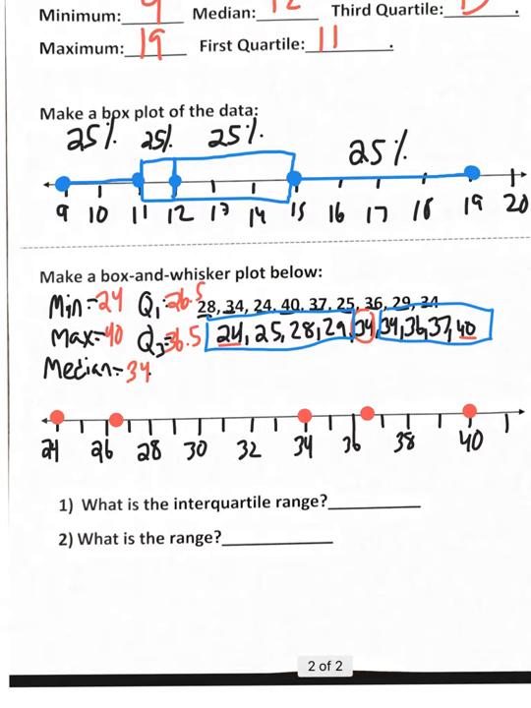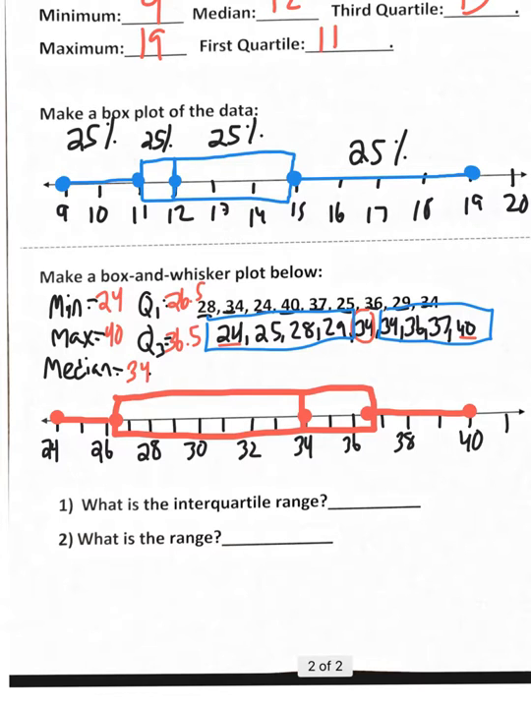Next, we're going to draw our stuff. So whisker, whisker, box, and your line through the median. Now we just split our data into fourths. So this is 25% of the data in this whisker. This box is the next 25%. This is the next 25%, and this is the highest 25%.